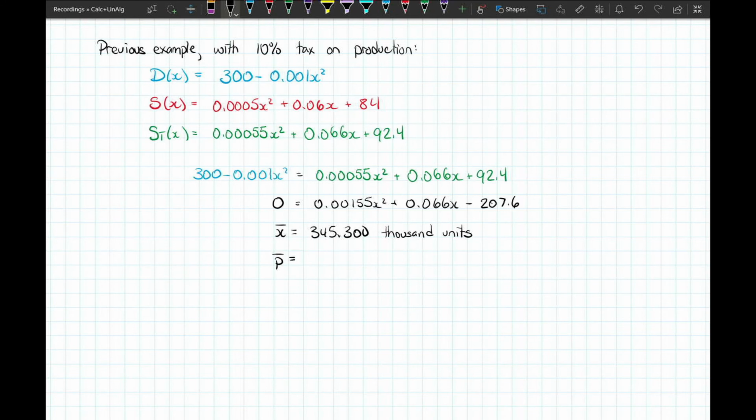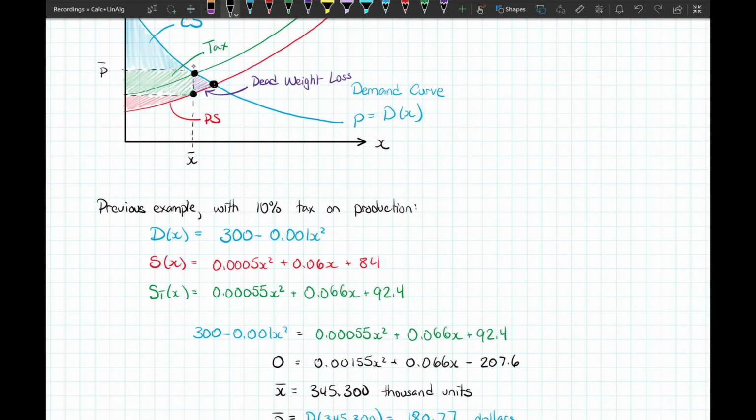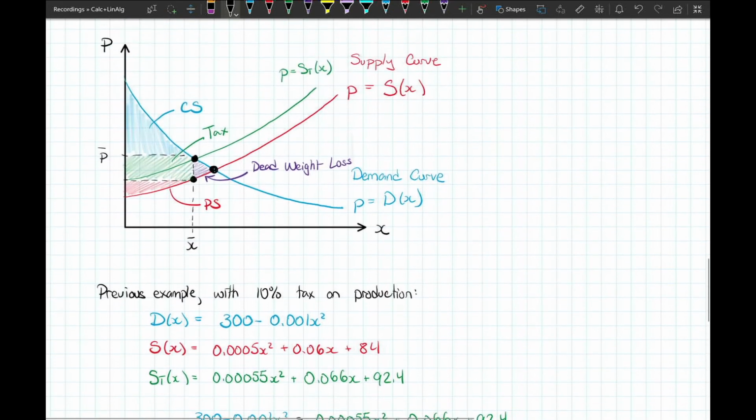The equilibrium price that we typically look at is when we take this particular quantity and plug it back into the demand function to find out what price consumers are paying. This gives us a price of roughly $180.77. But remember, that is just the price that consumers are paying. That is this particular top intersection point of the supply with tax curve, our green curve, and the blue demand curve.